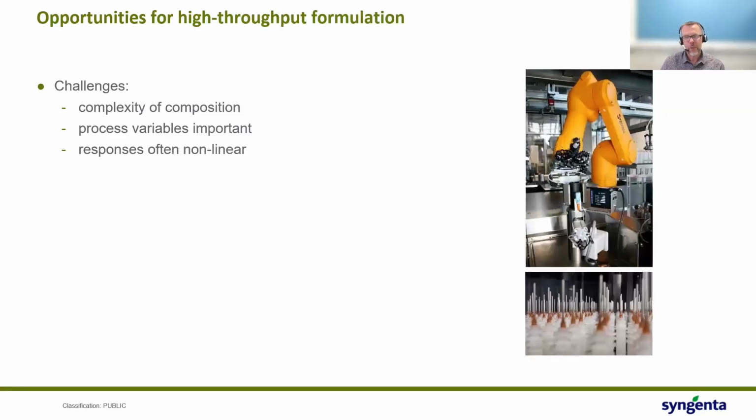Because of this, we saw a huge opportunity to use automation to do a lot of the background work for us. Because of the complexity of the formulations, the complexity of the composition, so what actually goes into the bottle, has increased a lot. And the processes behind that, so the order of addition as well, can be very important. And the responses that we have, so whether it settles within the bottle over time, whether it thickens over time as well, often are non-linear because of the different things that we have to put into the bottle.